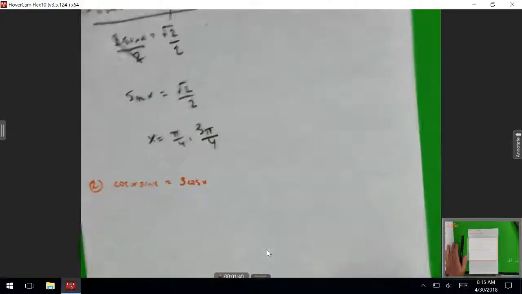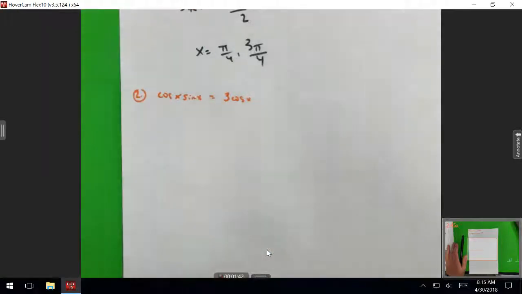Okay. Now, number 2. I have 2 different trig functions going on. I've got something that says cosine sine and something that says cosine. Can I combine those at the moment? No. What would you do, though? Get them on the same side and then do what with it? Factor something out. Remember that strategy.